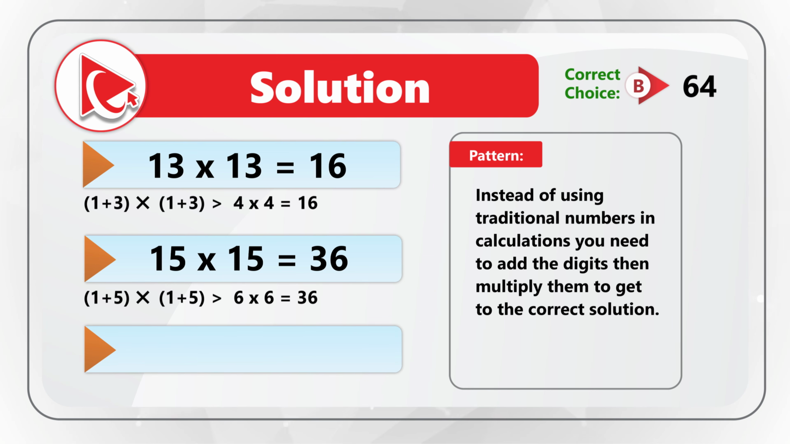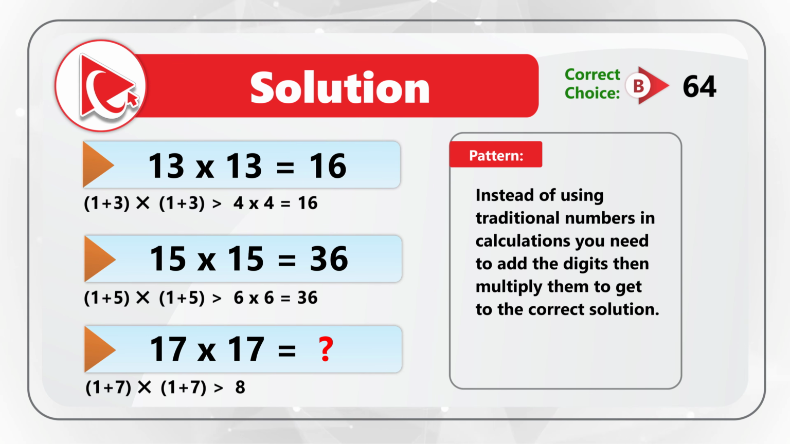To calculate the final expression, you need to add 1 plus 7, which would be equal to 8, multiplied by another expression, 1 plus 7, which would be equal to 8. 8 multiplied by 8 would be equal to choice B, 64.